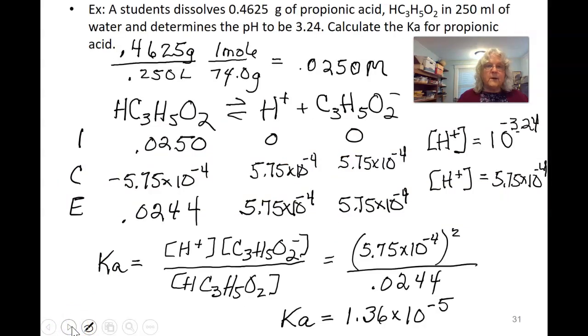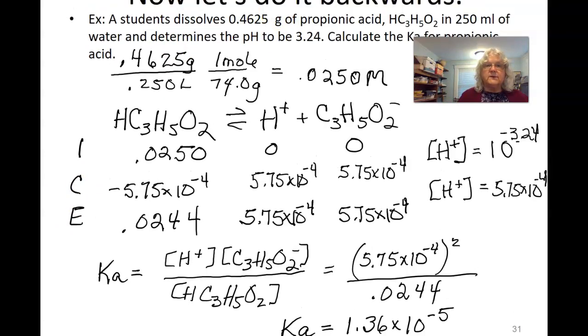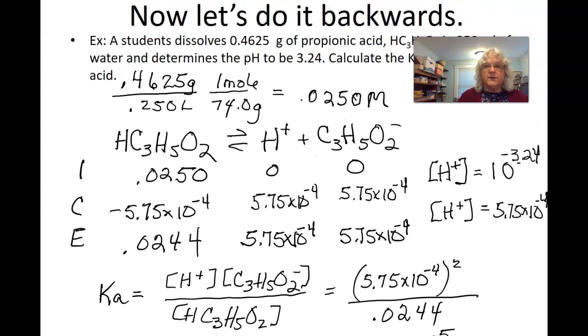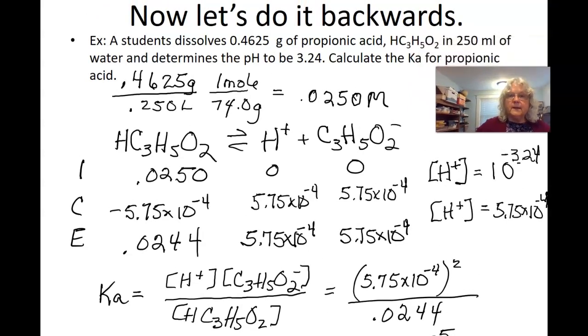All right, so now we're going to try and do this problem backwards. So you might want to watch this before you try and do it. But this says that you start by making up a solution of propionic acid at a known concentration, essentially. And instead of assuming what the hydrogen ion concentration is going to be and using the Ka, what we're going to do in this problem is to measure a pH and know what it is and calculate a Ka.